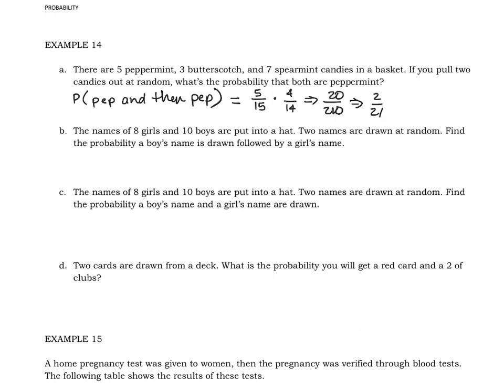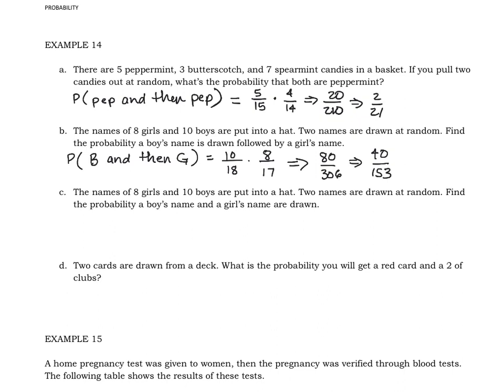All right, the names of 8 girls and 10 boys are put into a hat. 2 names are drawn at random. Find the probability that a boy's name is drawn followed by a girl's name. So in this case, order does matter, right? They're being very specific. So we want a boy's name drawn, and then a girl's name drawn. Okay, so it's out of 18 at this point in time. There are 10 boys. Okay, once that one name is drawn, there's only 17, and there are 8 girls. So multiplying across gives us 80 over 306, and that reduces to 40 over 153.